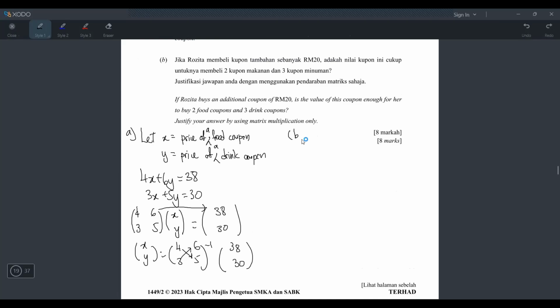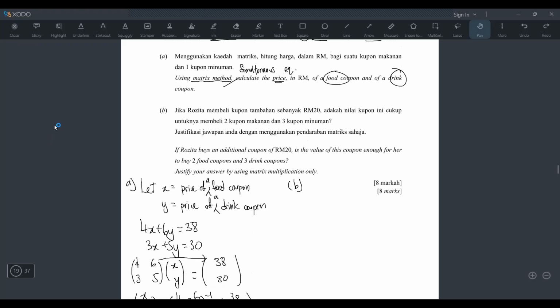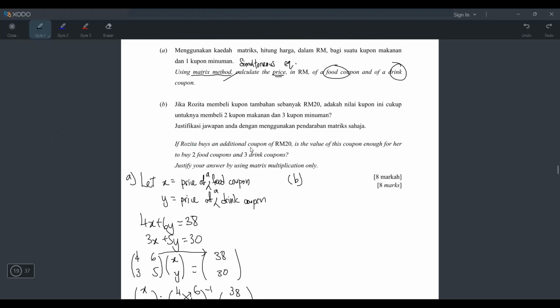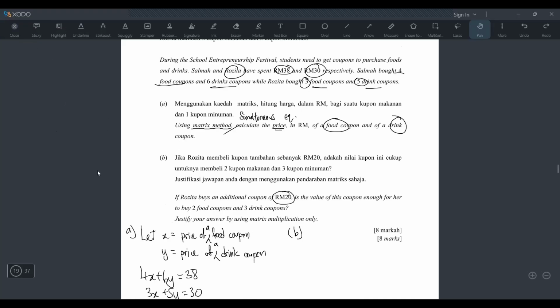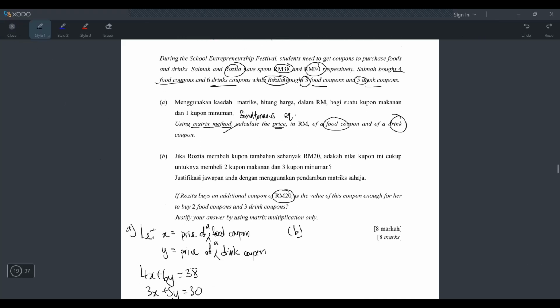All right, now we continue with B. So A finished already, right? Yeah, A finished already. So if Rosita buys an additional coupon of 20 ringgit, Rosita, is it the same person as the story earlier? Yeah, same person. So what you want to do? Buy extra coupon 20 ringgit. Is the value of this coupon enough for her to buy 2 food, 3 drink? Justify your answer by using matrix multiplication only.